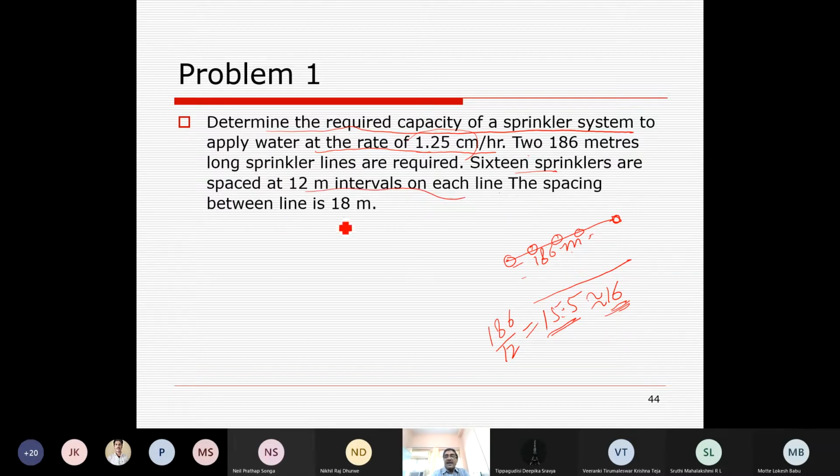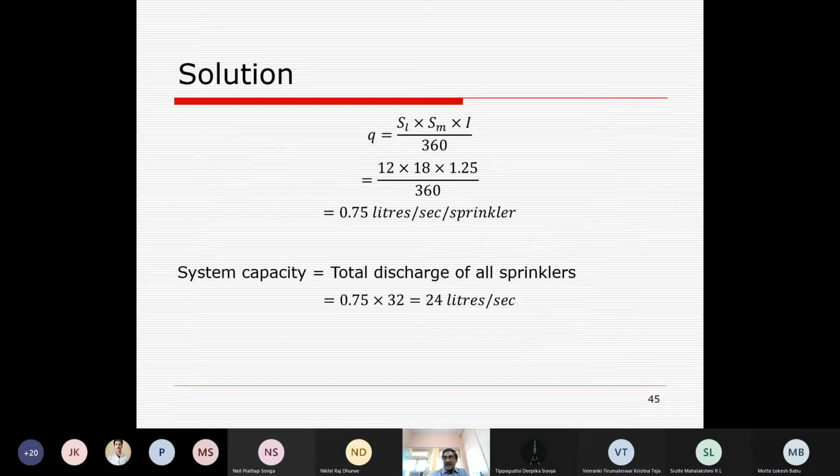The spacing between two lines is 18 meter. So what we need to find, determine the required capacity of a sprinkler system. What should be the capacity of the sprinkler system? That we need to find out. Here it is simple. Individual sprinkler's capacity first. What is a sprinkler's capacity? That is simply the distance between laterals, distance between sprinklers, irrigation rate or infiltration rate divided by 360.